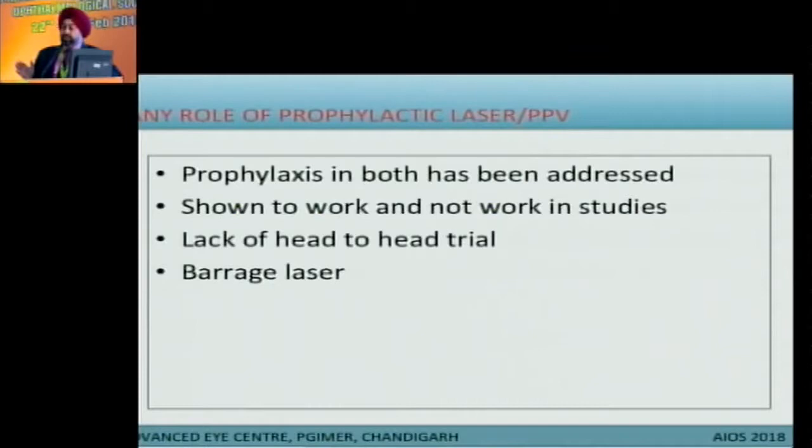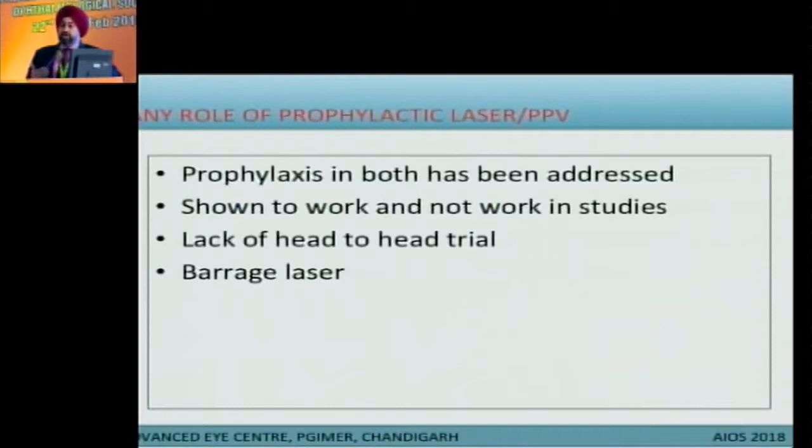It's very difficult to do prophylactic laser in ARN because the media is poor because of the vitritis, so you do it a week later after treating them with acyclovir and steroid. In CMV, you can do it early. People did it, but not much use there. So with the lack of head-to-head trials, I really can't say whether it works or not. It is up to you. You have to think and be convinced yourself. I personally do not do a prophylactic laser in these patients.